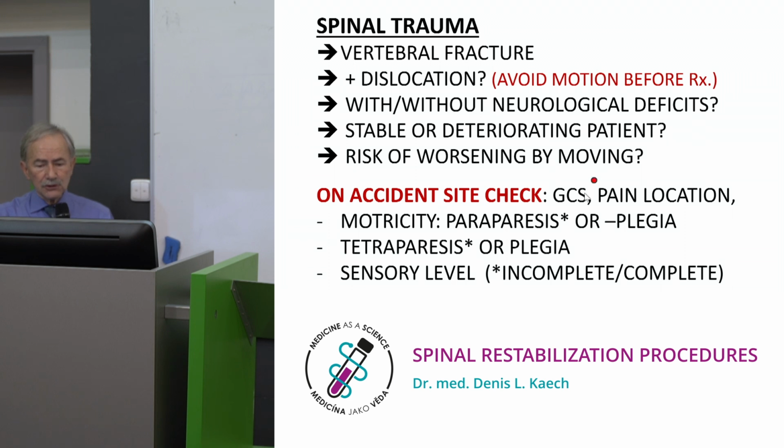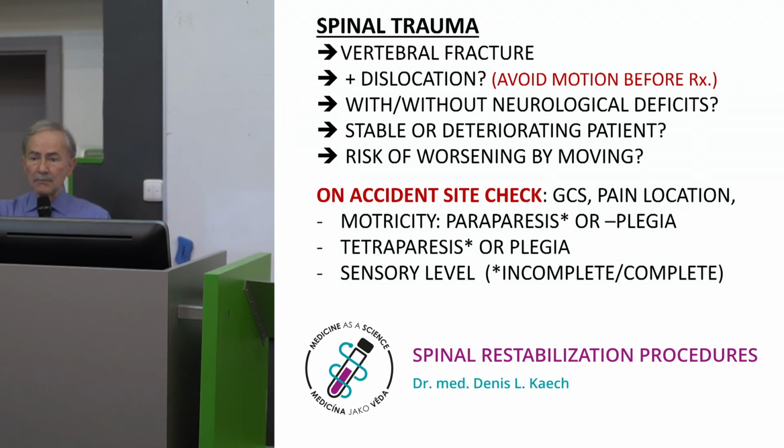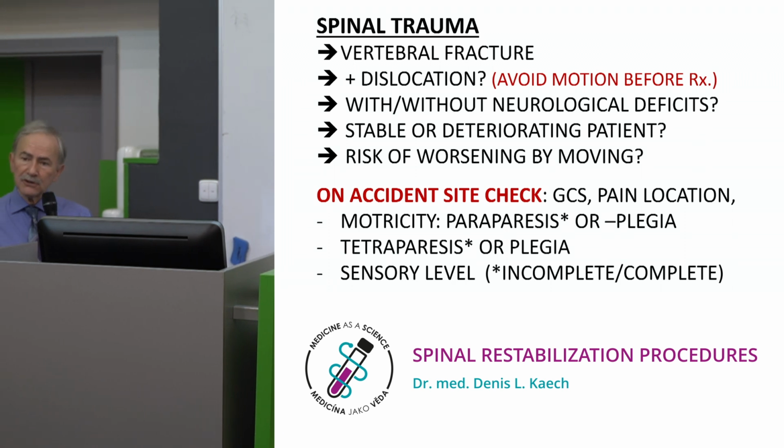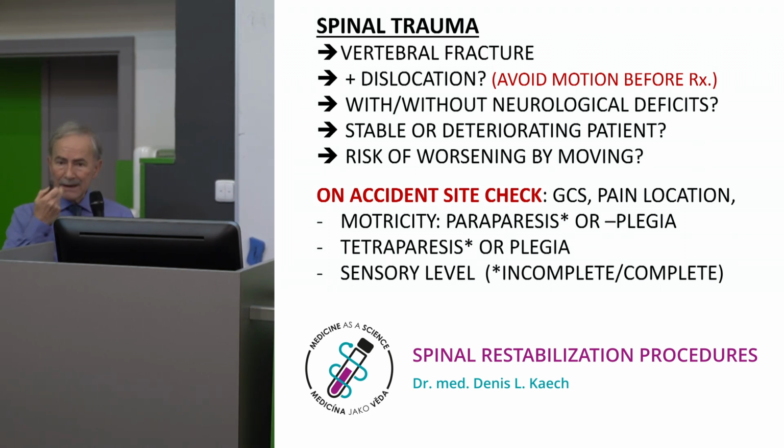Do you know what GCS is on the accident site? What do you check? Glasgow Coma Scale. Is the patient conscious? Very important. You see if the patient has eyes open, if he opens the eyes when you call him, or when you apply some pressure on him, or if he never opens the eye. And then the verbal answer: does he speak, or is he disorientated, or is he maybe comatose?